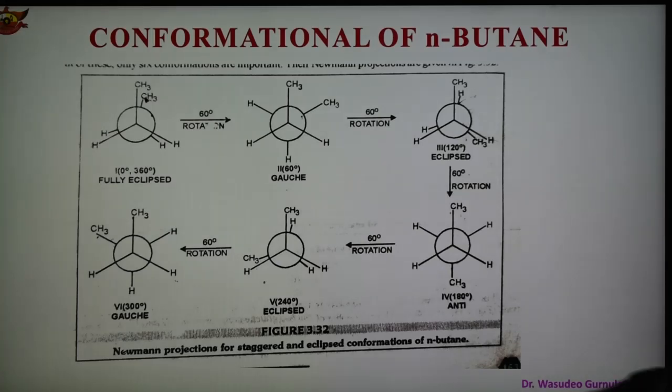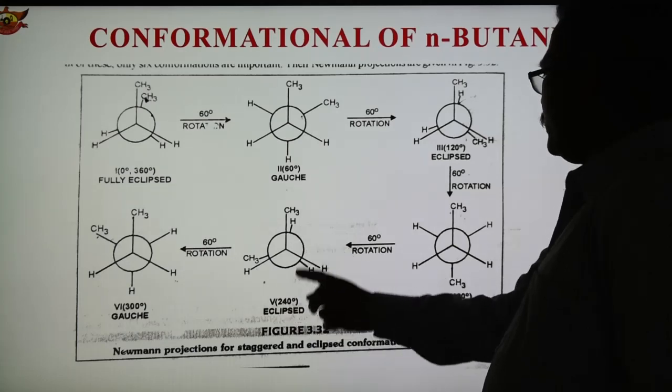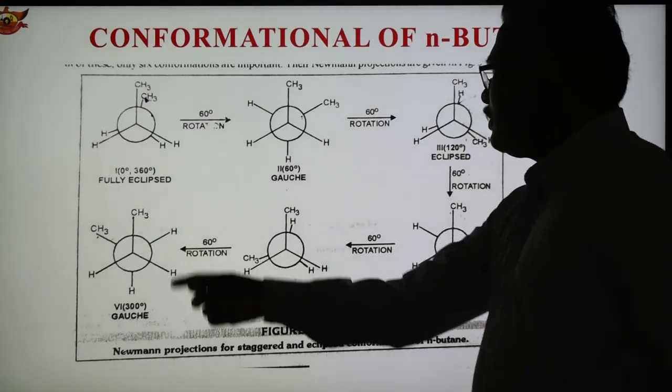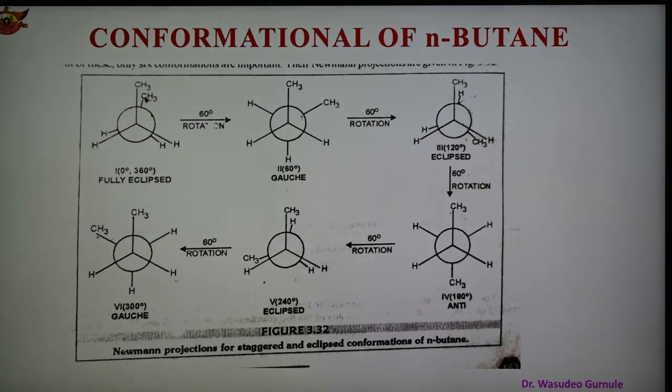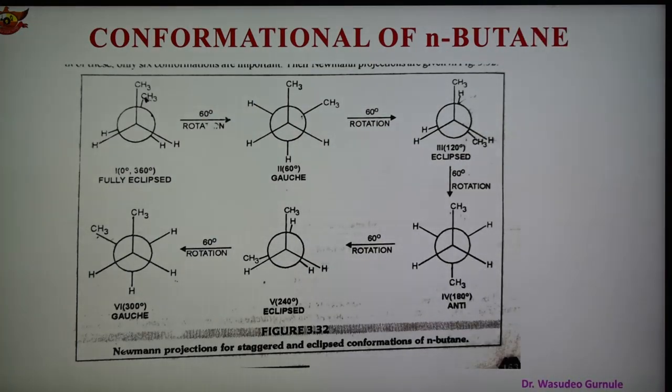So at 180, and again it is rotated by 60 degrees, we get conformer 5, which is again similar to the eclipse. Again we rotate further and obtain structure or conformer number 6, also known as the gauche. So 2 and 6 are similar, 3 and 5 are similar, and this is anti and fully eclipsed. So there are 4 types of conformers, total 6, but only 4 types: fully eclipsed, eclipse, gauche, and the anti conformers.